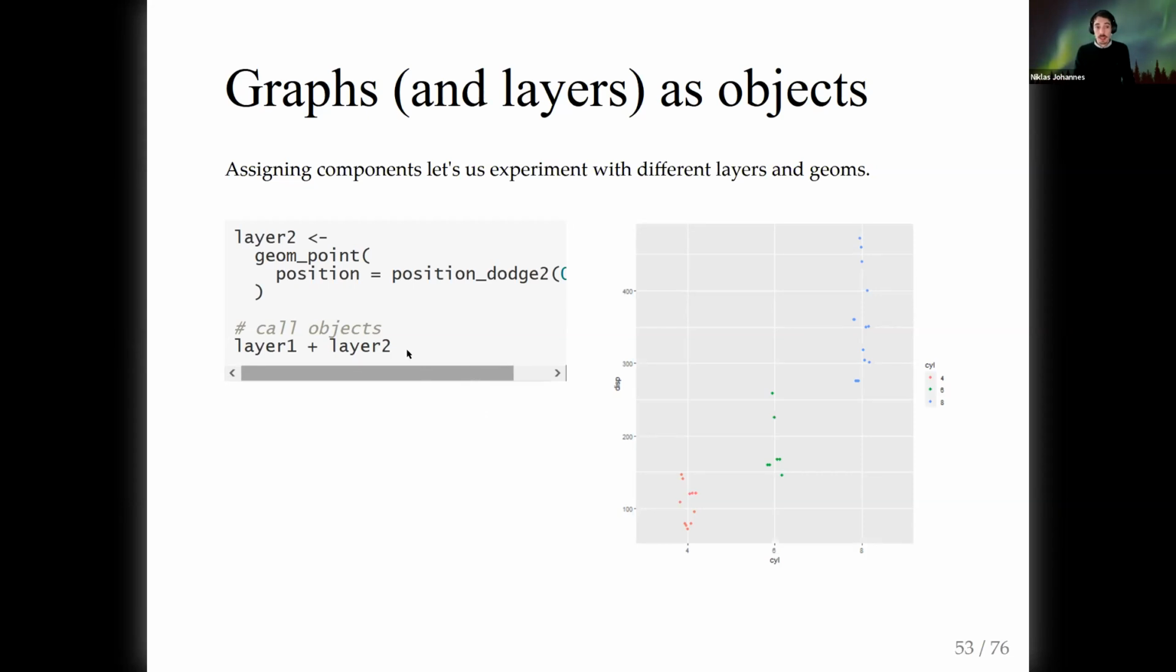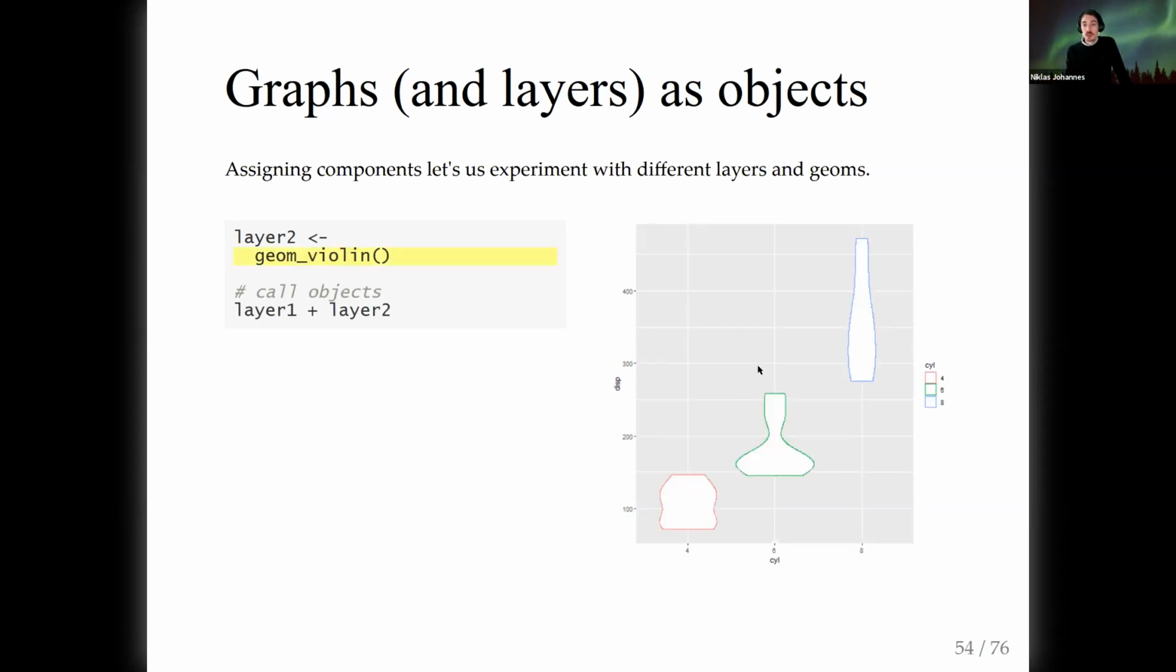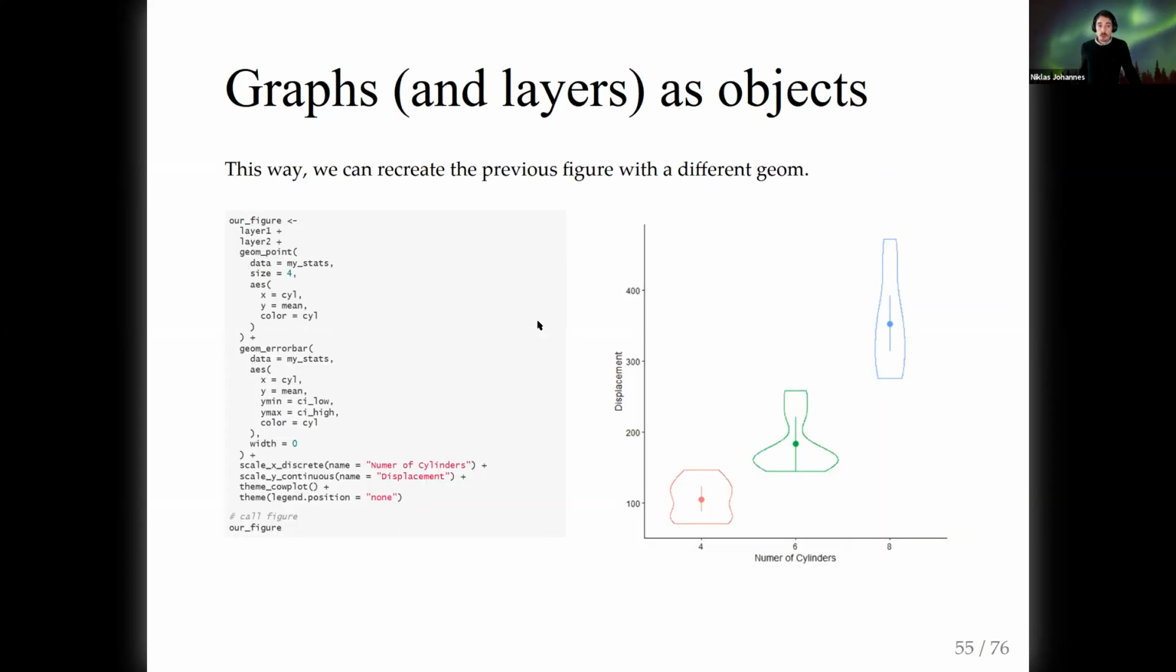copy paste your code. Instead, you could just assign the geom point to a second layer, and then at the bottom here, just say layer 1 plus layer 2, and that's the equivalent of what we've been doing on the first couple of slides, and that just produces the plot on the right. If you now wanted to change that, you could assign a different geom to layer 2, and then make the exact same call, and you'll see that you don't have to type out what's in layer 1 again. That allows you to recreate a previous figure with a different geom, and in a sense, every component that comes after a plus sign can be assigned to an object, which will probably at some point get you thinking about maybe writing functions for graphs that you use a lot, or not having to copy paste a lot of code.